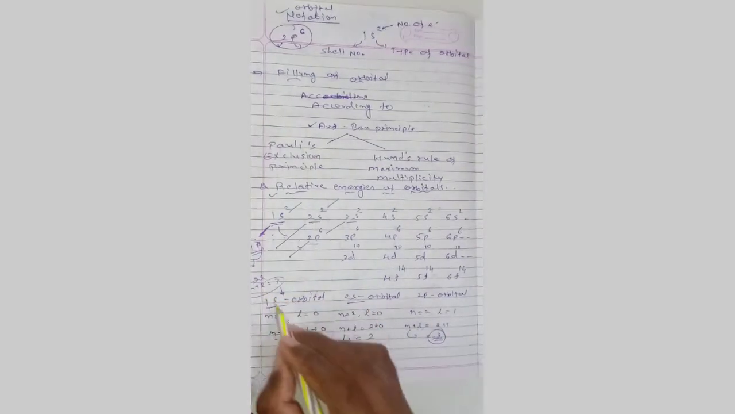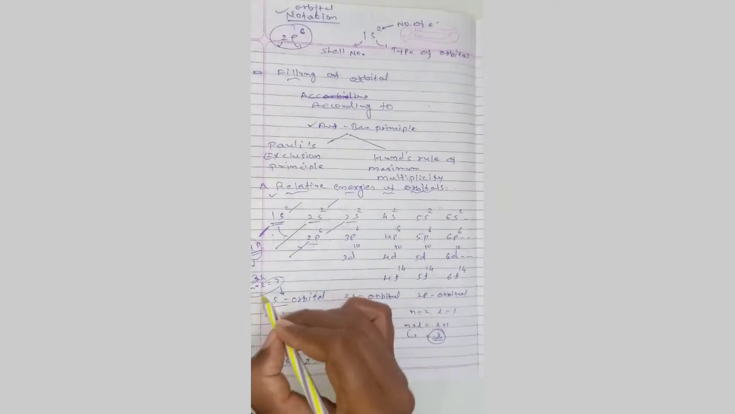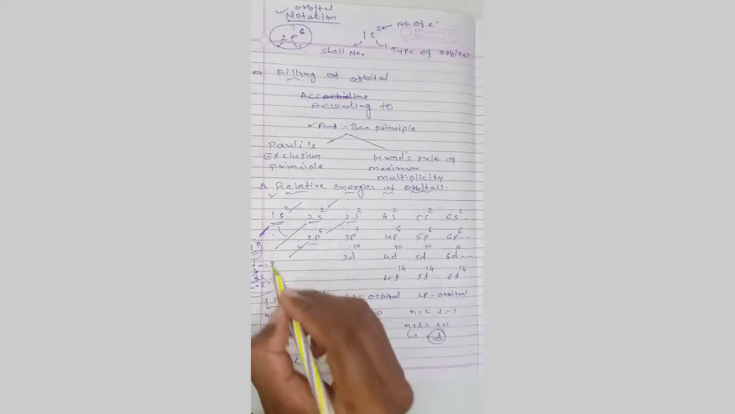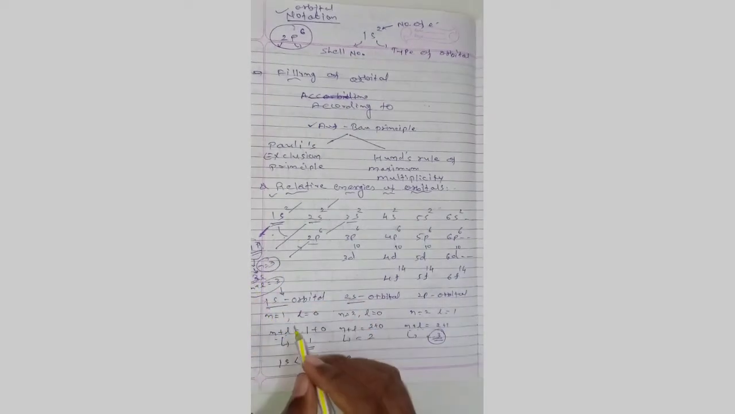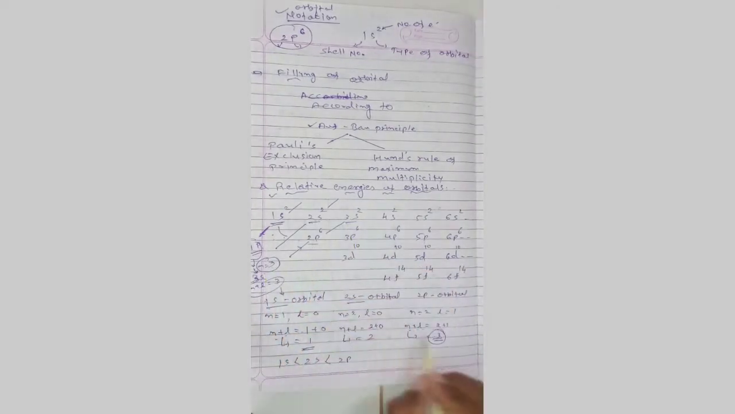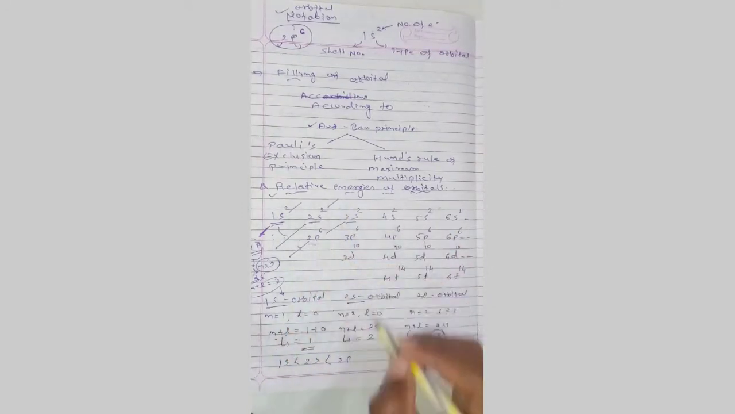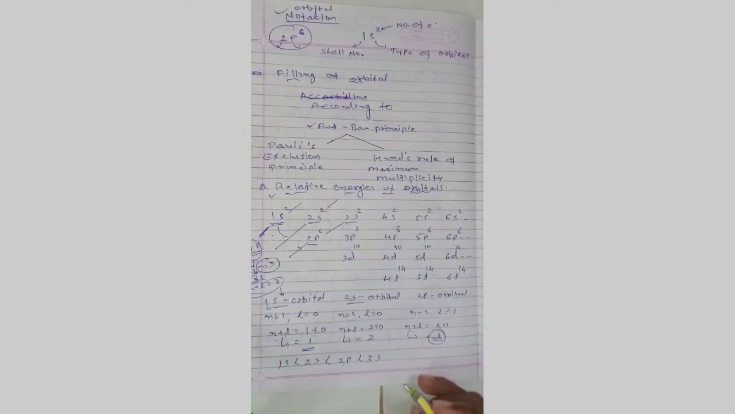Which orbital has higher energy? Which has higher principal quantum number? So 3s has higher value of principal quantum number, that's why it has higher energy, and 2p has lower energy. So electrons enter into the 2p orbital and then it enters into 3s orbital.